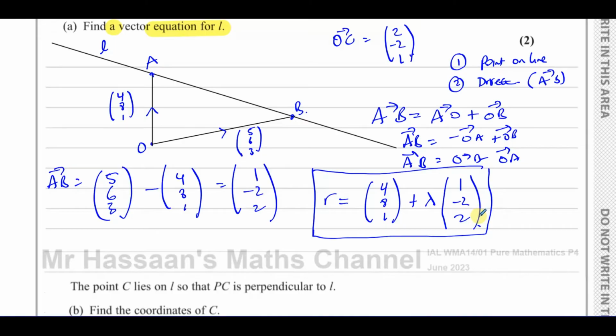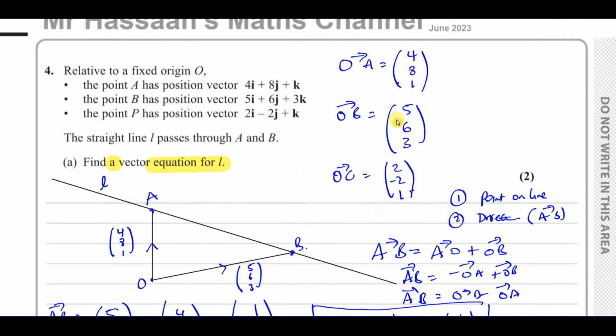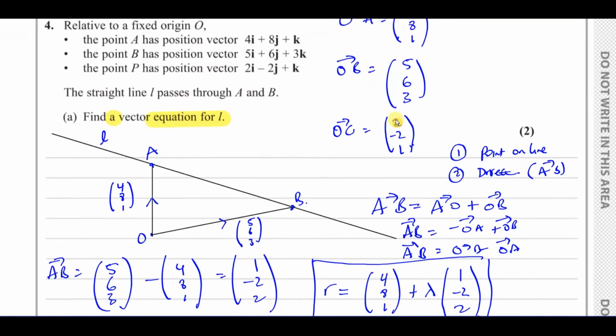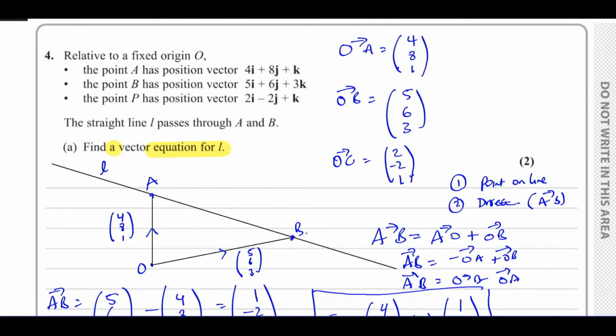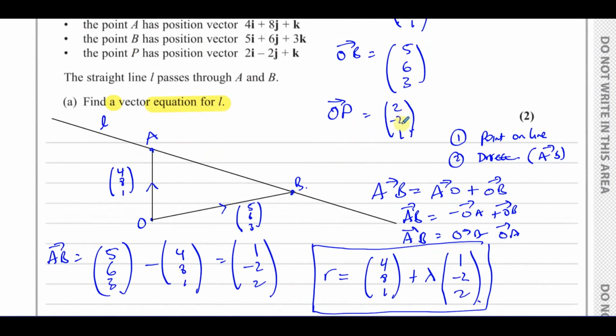All right, so then it says the point C lies on line L such that PC is perpendicular to L. Okay, so what's P? The point P. Hold on a second. I didn't read this properly, did I? It says the point P, that's OP equals. Now we don't know, we didn't use that, which is good. Then it says A, B, P, not C. All right, so we know OP is (2, -2, 1).